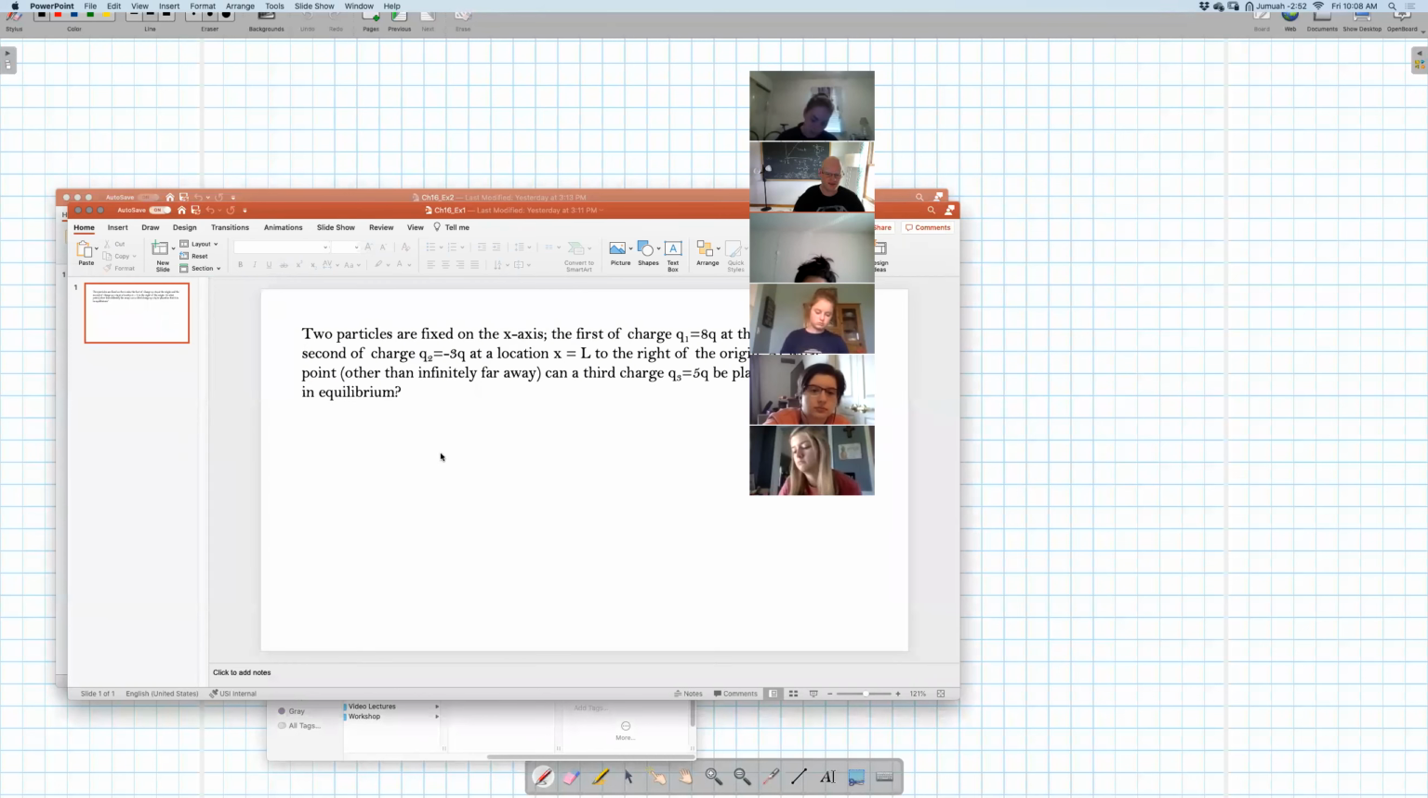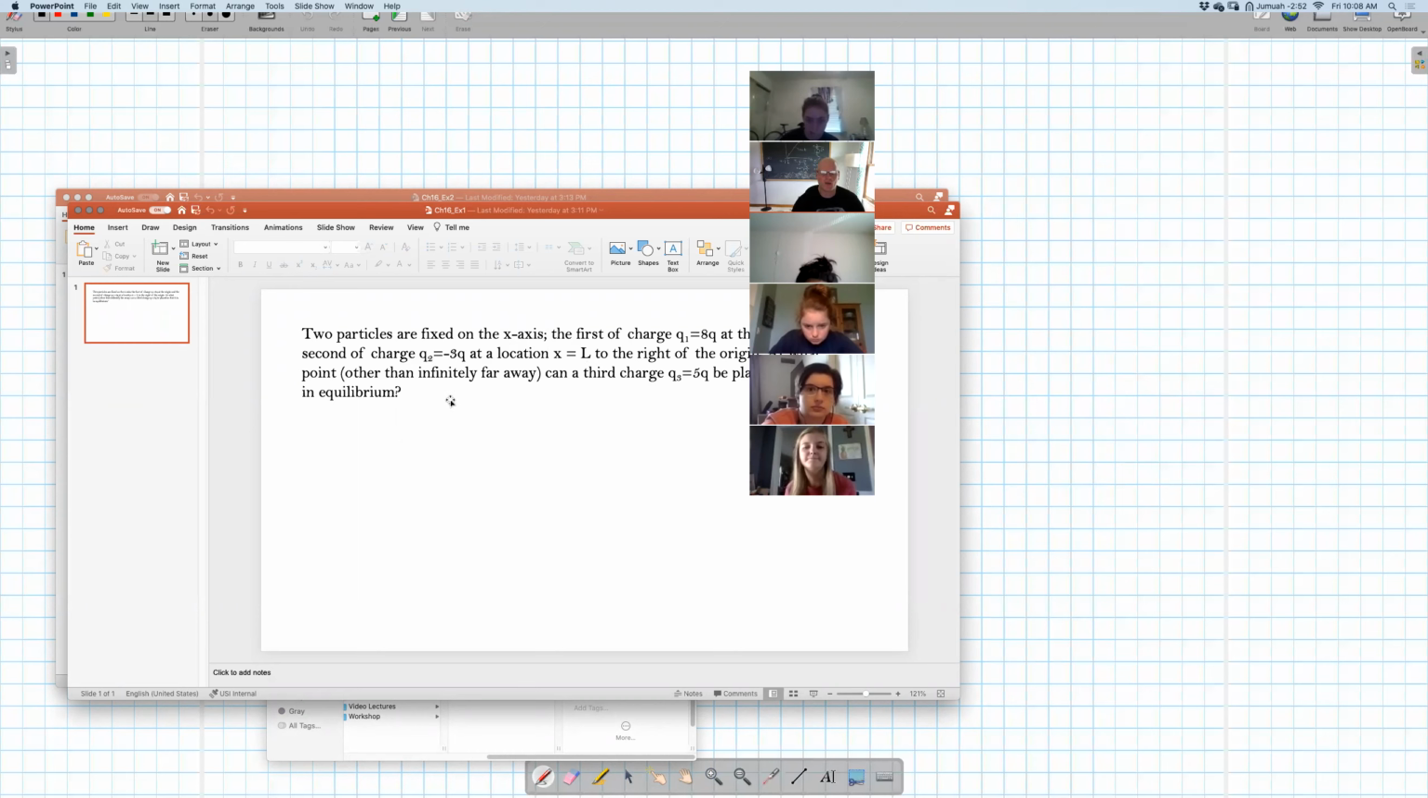So this one says we have 2 particles fixed on the x-axis. The first has charge Q1, which is equal to 8 times Q, whatever Q is. So Q is just some charge amount, which is located at the origin. And the second one has a charge of Q2 equal to -3 times that same amount of charge Q, which is located at a distance of L away on the x-axis, on the positive side.